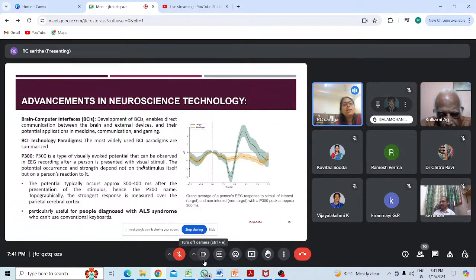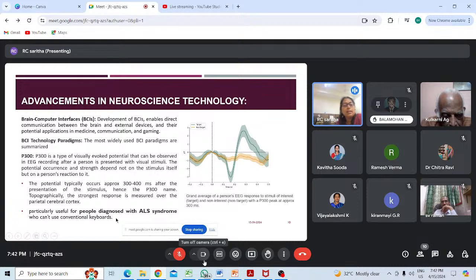Why we call it P300 is because the potential, the frequency happening here, can be recorded 300 to 400 milliseconds after the presentation of the stimulus. That means as soon as you put a visual card in front of the person, he will react to it within 300 to 400 milliseconds. So the potential recording of this is happening, and we call it the P300 method. The strong response that happens can be measured by using the P300 method, and this can be measured at the parietal cerebral cortex.